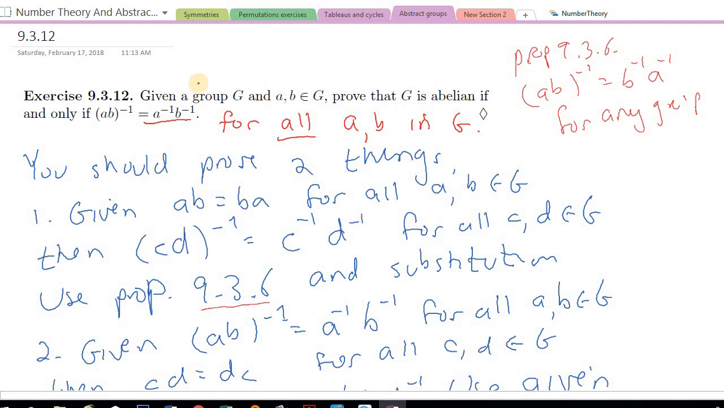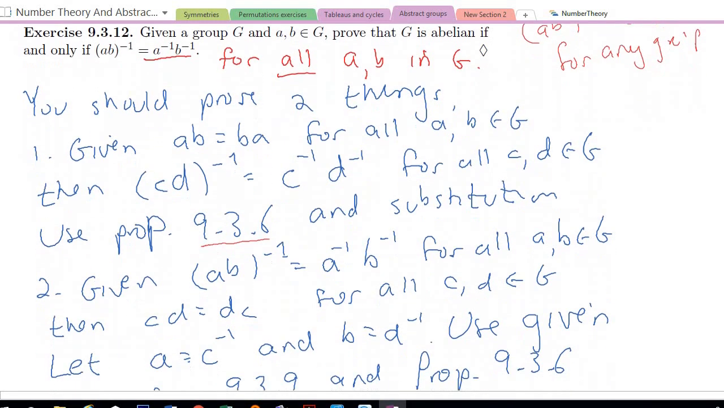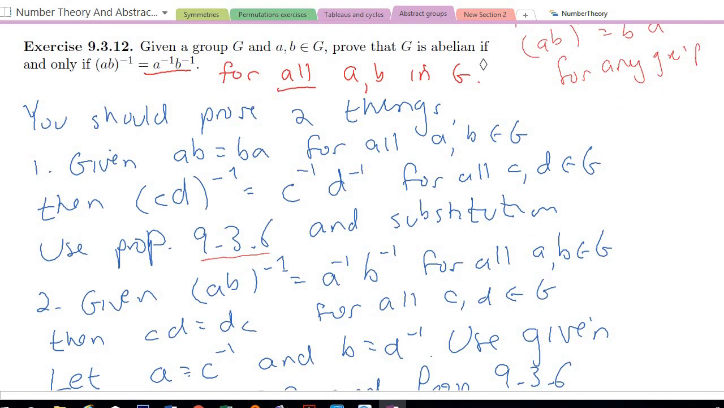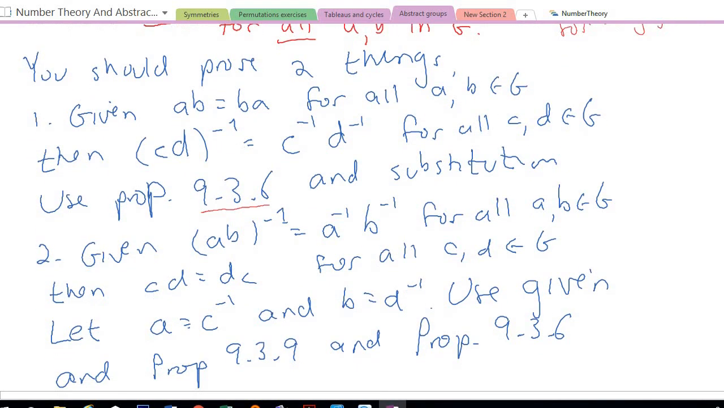All right, so part 2 of this is going to be a similar kind of thing. Part 2 says that given the second condition, given that (ab) inverse equals a inverse b inverse, you want to go back and prove that G is abelian. What does abelian mean? It means that any two elements commute. Again, I'm going to use different letters for those two arbitrary elements. So you're given this condition, and you want to prove that cd equals dc for all c and d in G. Again, we're going to use some kind of substitution. Here I'm going to actually tell you what the substitution is. You can let a equal c inverse and b equal d inverse.